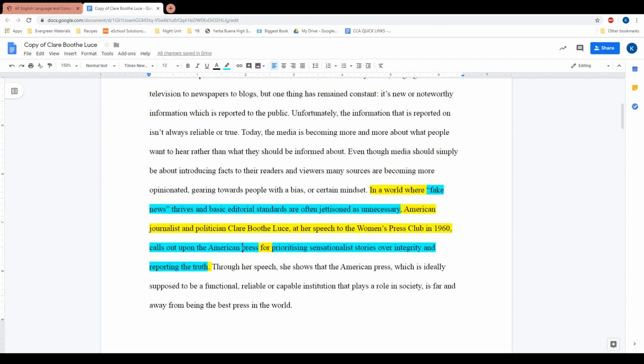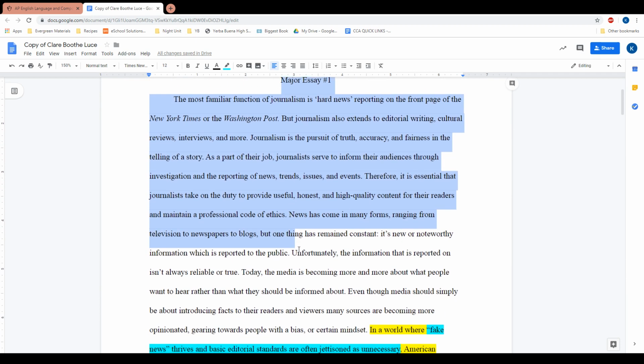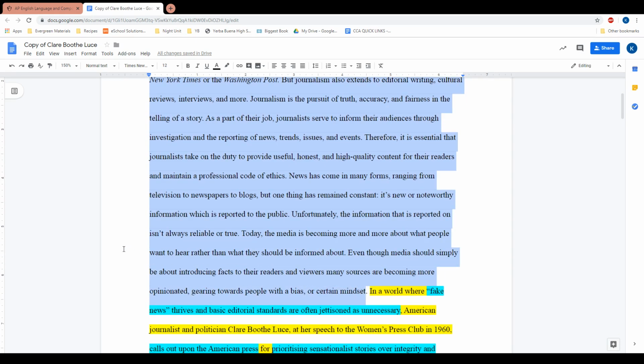So in this case, successful thesis, and they promised me a few things that will be touched upon in this essay. They will talk about how it's a world of fake news and how basic editorial standards are jettisoned, and at the same time, she's going to talk about how the American press is being called out, and how Claire Booth Luce will talk about why sensational news is being prioritized, the integrity of the press not really being there, and why it's important to have that integrity. So this is a pretty clear thesis and also a very complex thesis. If you get the chance to read the whole essay, it is a pretty good premise as well in context. It's pretty complex. So sophistication will be earned there, but I'll talk more about that later on.